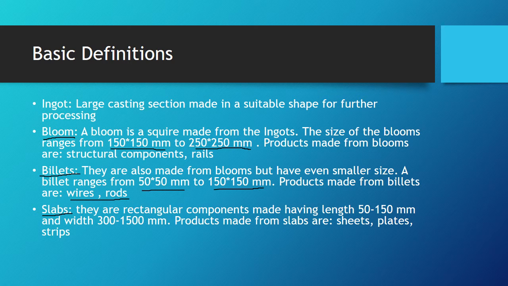Then coming to the last, which is called slabs. What are slabs? They are rectangular components with a thickness ranging from 50 to 150 millimeters, and in width they will be 300 to 1500 millimeters. So the width will be more as compared to the thickness, and the products made from slabs can be sheets, plates or strips of material. These are the four kinds of raw materials which you use to generate your rolling product.